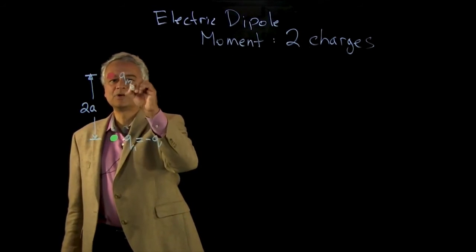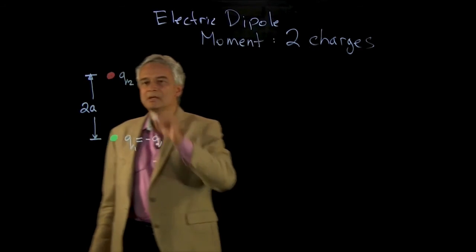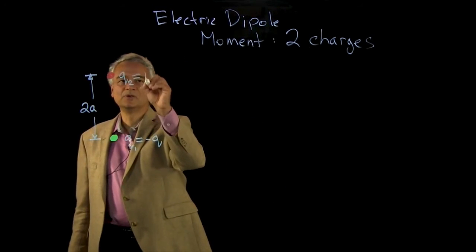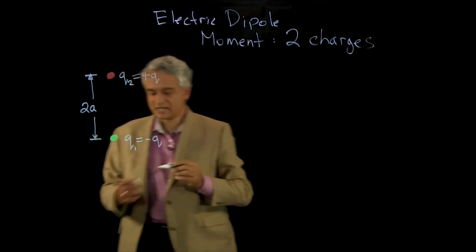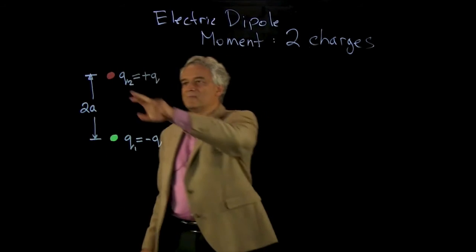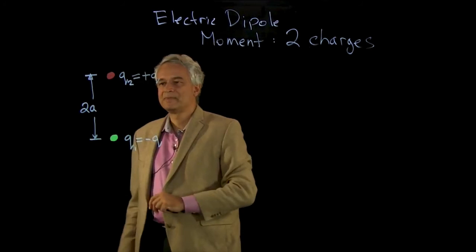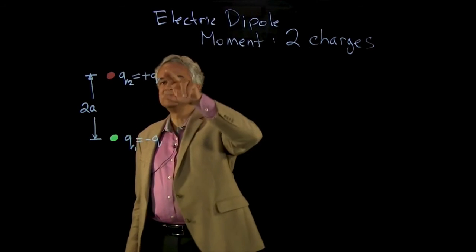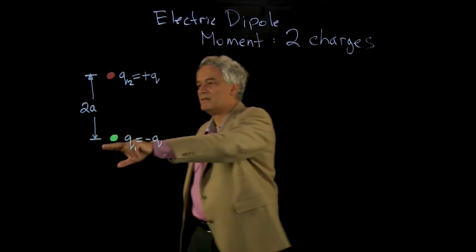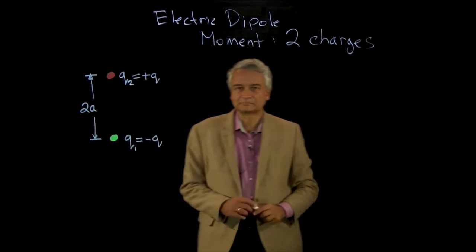And this upper charge here we'll call Q2. Q2 is positive, so Q2 will be plus Q. So I'm choosing a configuration of charges in which the magnitude of the two charges are the same. Their signs are opposite. This one is positive, this one is negative. They're separated by a distance 2a.